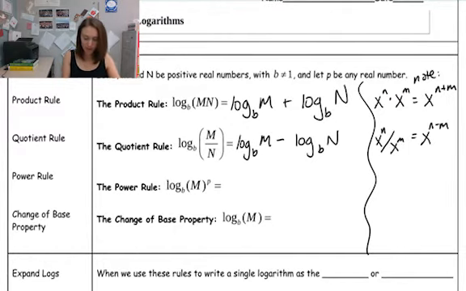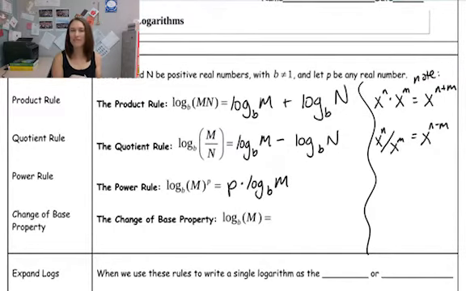The power rule, log base b of m to the p power, is going to end up being p times the log base b of m. So I can pull that exponent out in front. This is really useful if we're solving a log equation and we are solving for the exponent. We can bring that exponent out in front and then get rid of the log.